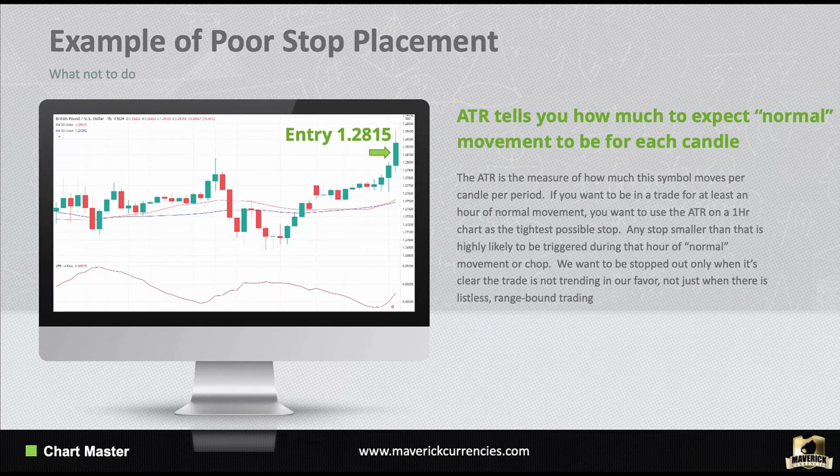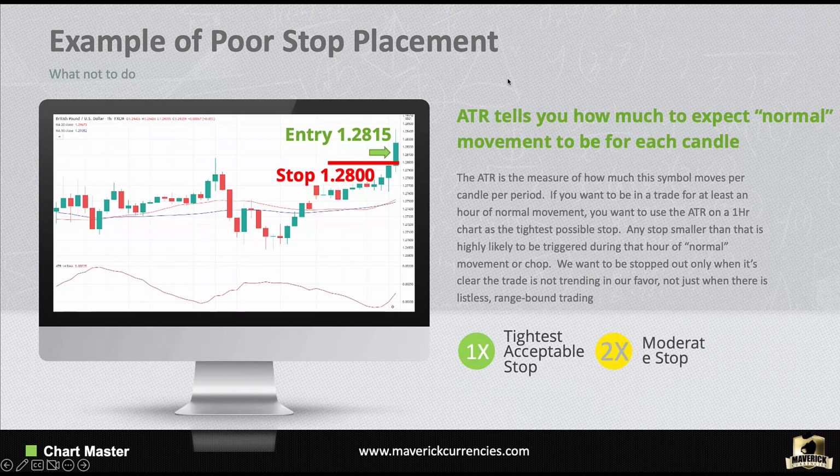In this case, the entry is at 128.15 and the stop is at 128. Looking at the ATR, that's close to about a 1-to-1 ATR, and you can decide how conservative you want the stop to be or how loose you want the stop to be. As a general rule, 1 ATR is a tighter stop. You don't want to go anything less than 1, because that's just the average movement in that currency pair. A moderate stop is 2 times the ATR, which is commonly used. Give yourself enough wiggle room, but not too wide.